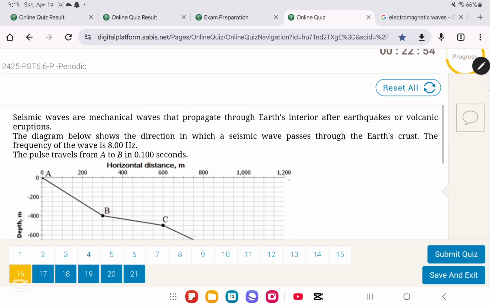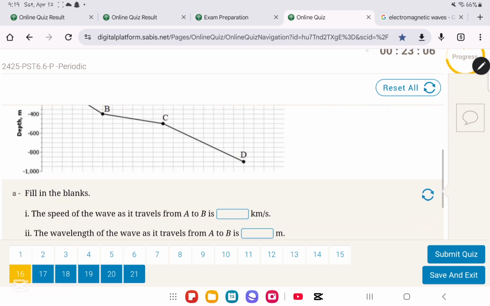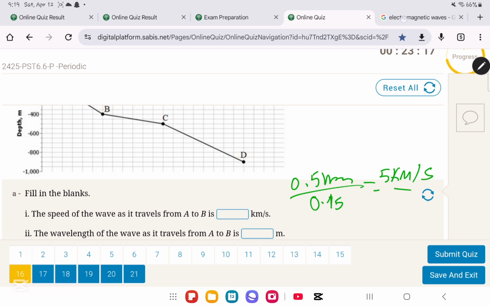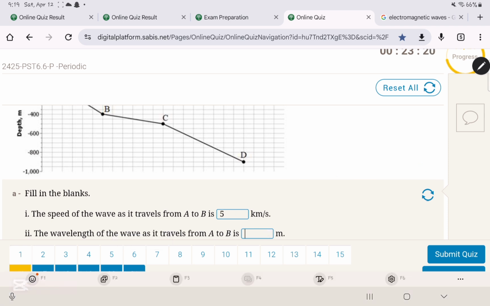Now, they want the speed. So we are given what? We are given the wavelength, or not the wavelength, let's say the distance. We are given the distance and we have the time. So to find the speed, we are going to do the distance, which is 0.5 kilometers, over the time, which is 0.1 seconds. So you will put them on top of each other and you will get 5 kilometers per second. That's a very big speed, okay?